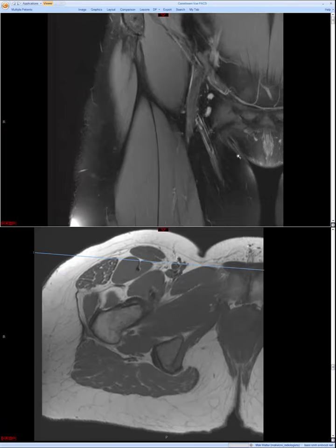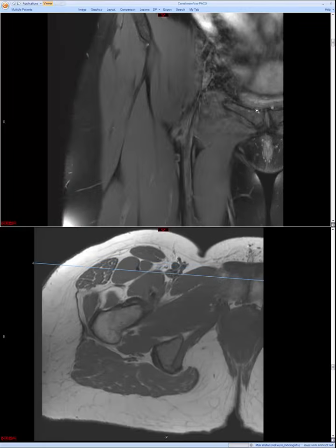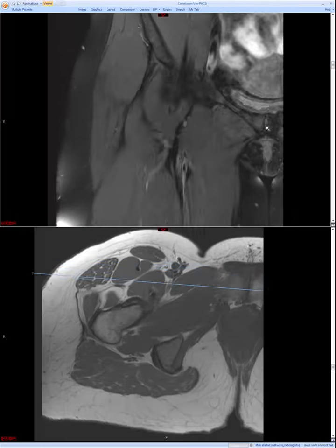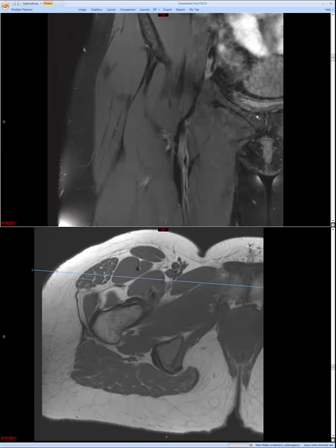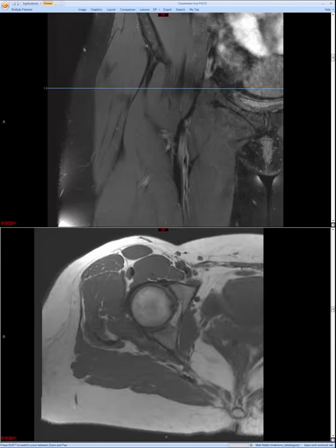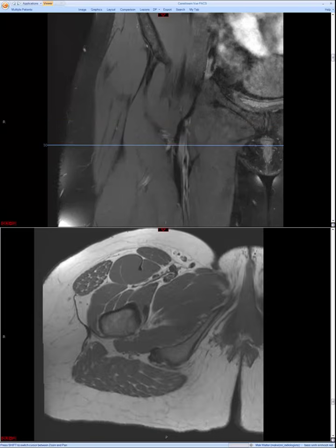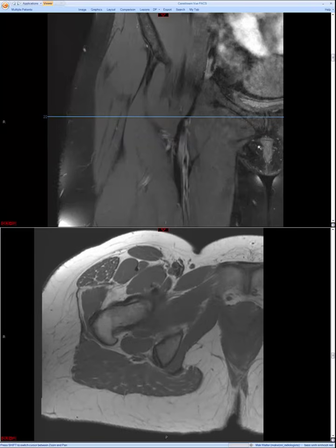And also it's important to assess the rectus abdominis insertion onto the pubis as well. This patient looks like they might have some degenerative change along the synchondrosis of the symphysis pubis, and also look for stress fractures of the pubic bone, which may also mimic clinically findings of athletic pubalgia.